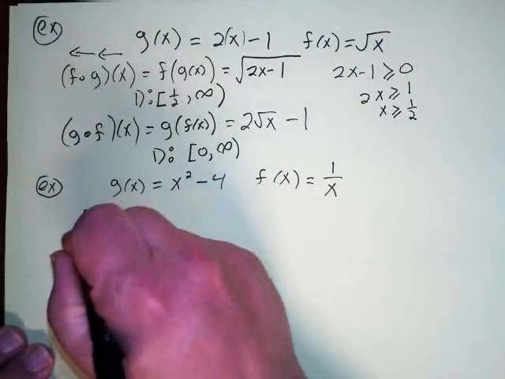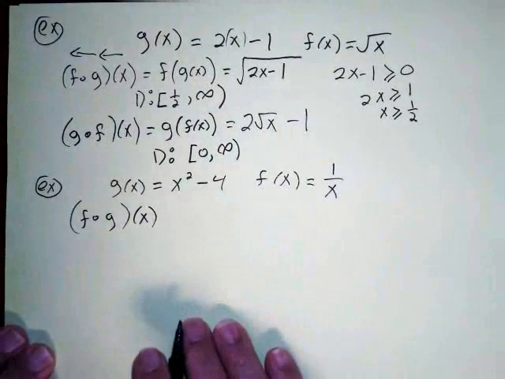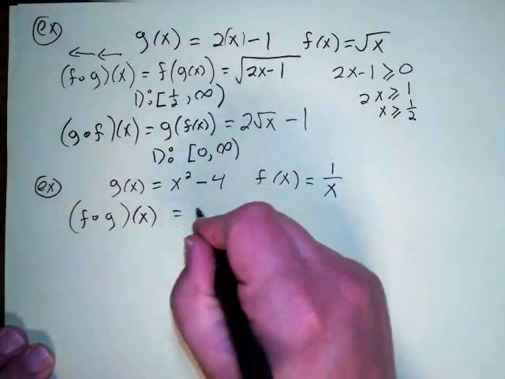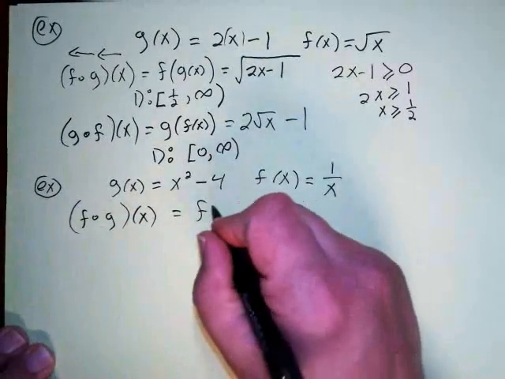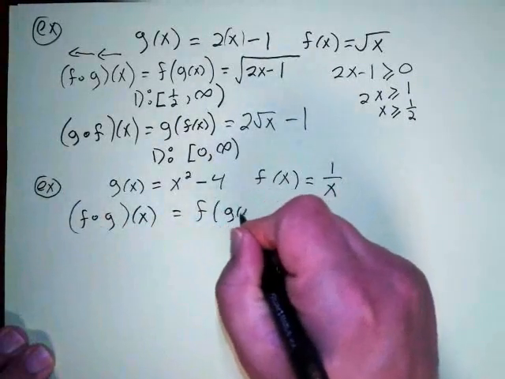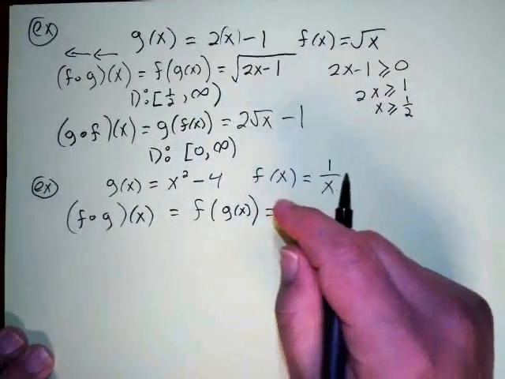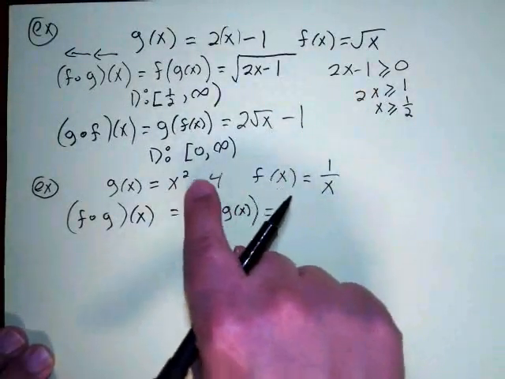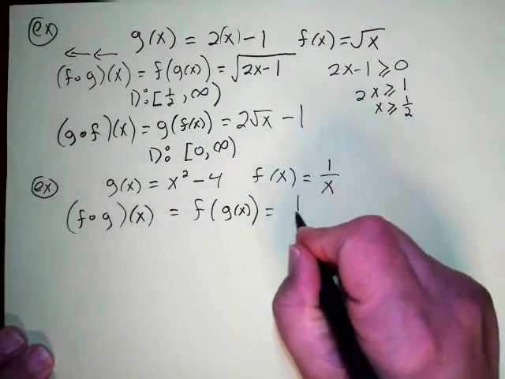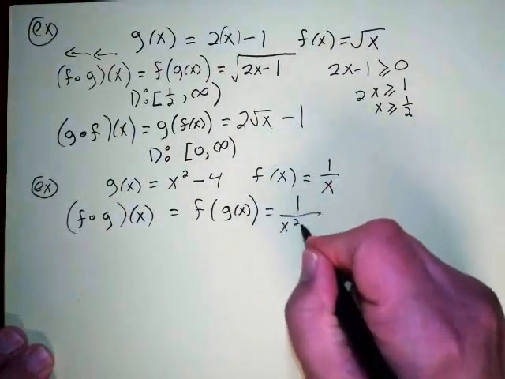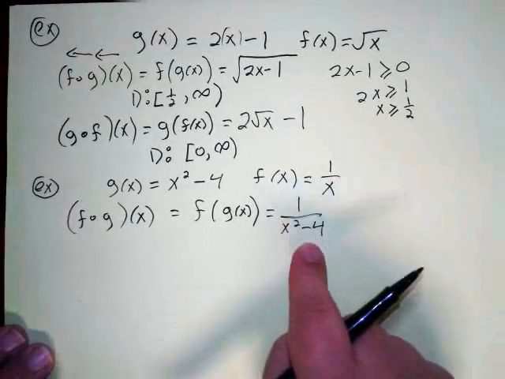Let's do f compose g of x. Okay, and then we're gonna put x inside of g and put g of x inside of f of x. So it's really f of g of x. Okay, so this is the inside function, and I'm putting that inside here. So I'm going to get 1 over x squared minus 4. Okay, so this is the composition.